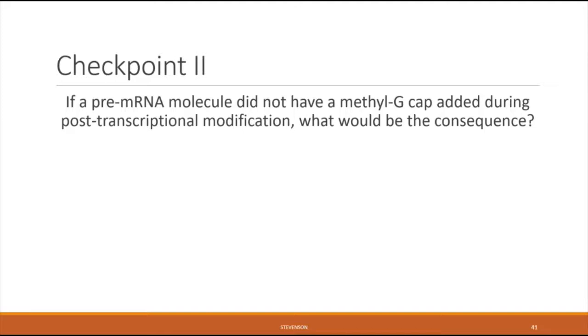In this checkpoint here, what I want you to tell me is what would be the consequence if a pre-mRNA molecule did not have a methyl G cap added during post-transcriptional modification? What would happen?